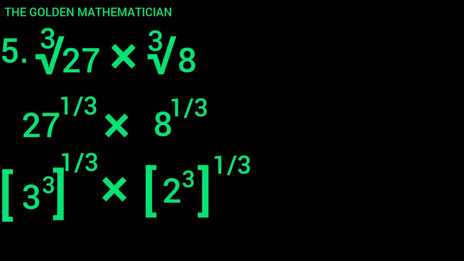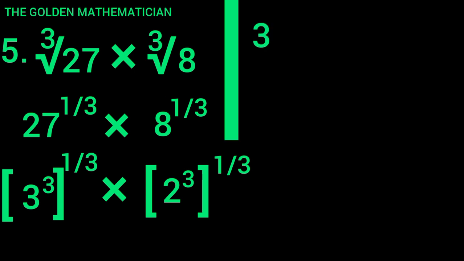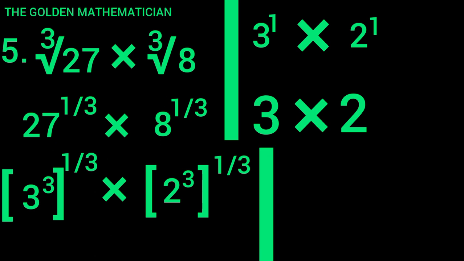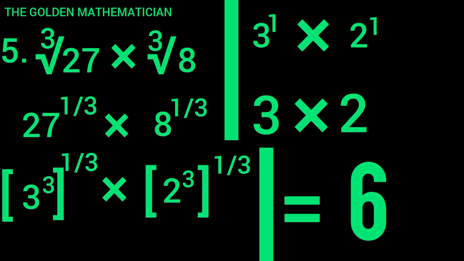So simplifying that, we are going to get 3 raised to the power of 1 multiplied by 2 raised to the power of 1. 3 raised to the power of 1 is 3, 2 raised to the power of 1 is 2. Multiplying both together, 3 times 2, we are going to get our final answer, which is 6. Same answer but different means of approach. So it's left to you to choose which method suits you, which method is the best for you, and which method you are to use.